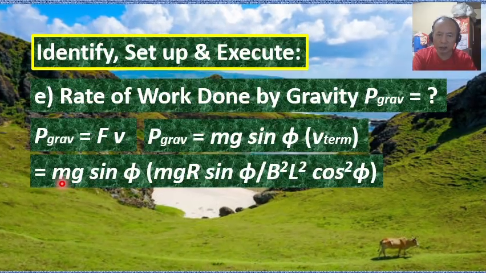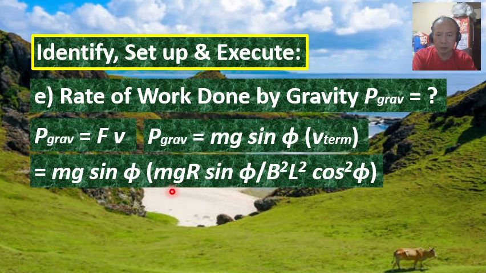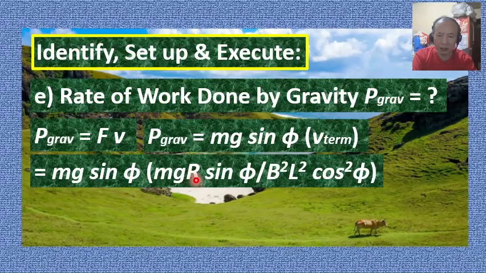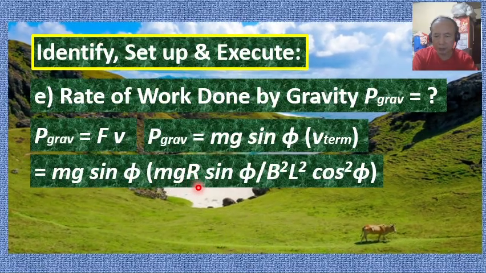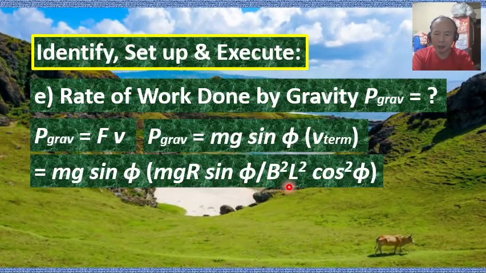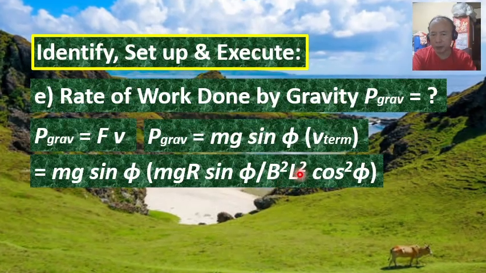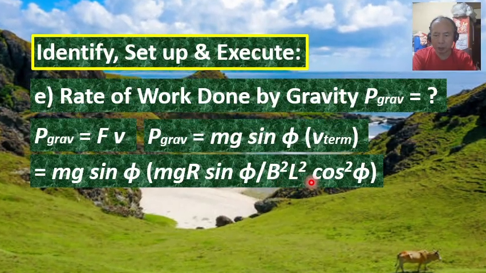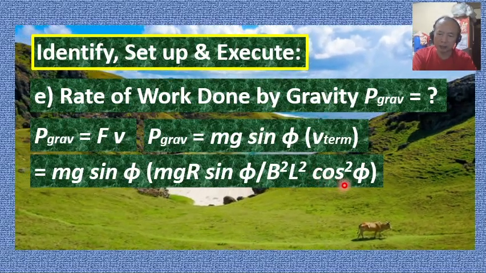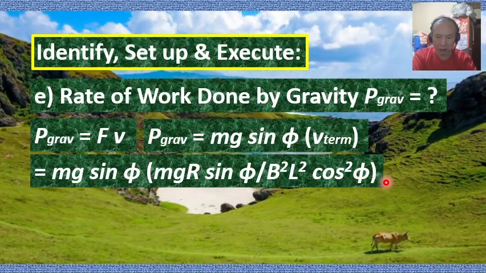Mg, or the weight of the bar, times sine of the angle phi, multiplied by mass of the bar, acceleration due to gravity, and times the resistance big R, multiplied by sine of the angle phi divided by the magnetic field capital B squared, multiplied by the length of the bar, capital L squared, and multiplied by the square of the cosine of the angle phi.